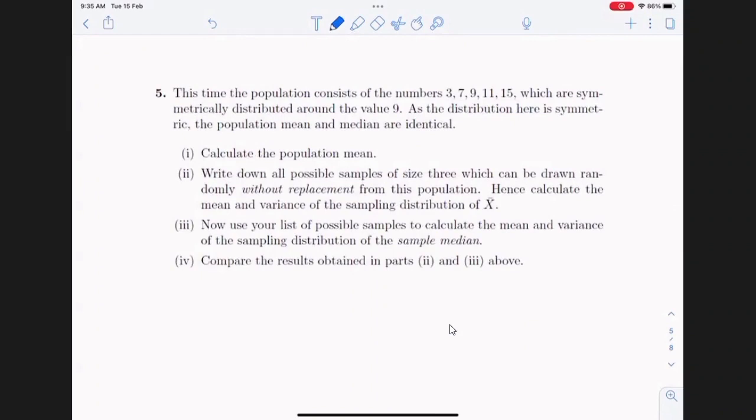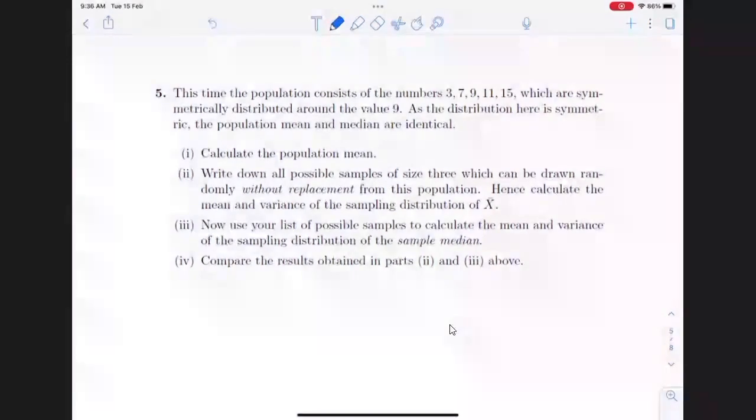Now, this time we have a population consisting of 5 numbers. We are already given the population, but it's a very small population containing 5 numbers: 3, 7, 9, 11, and 15. And this distribution is symmetric about the center, 9. The population mean and median are identical, equal to 9.